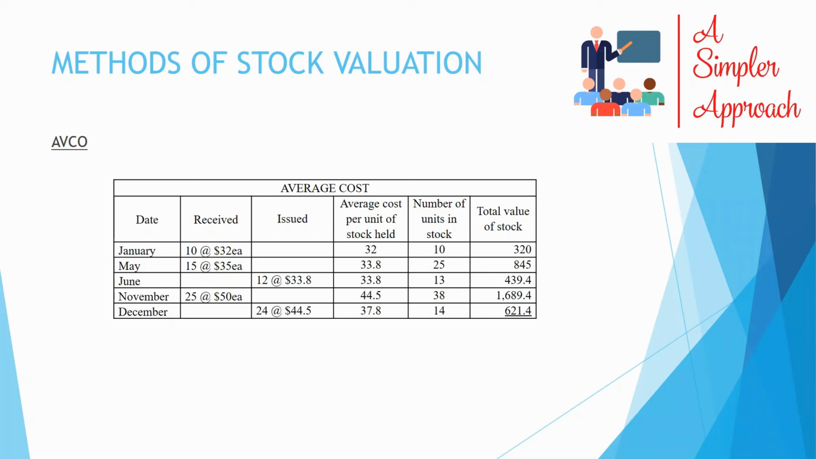Finally, in December, my apologies. The number of units we have for November is 38. How did we come to that? We had 25 that we just bought, and there were 13 there before. 25 plus 13 gives us 38.